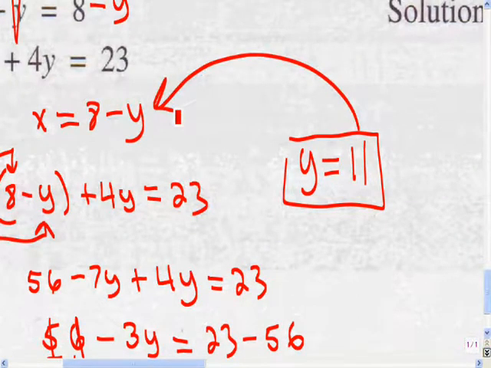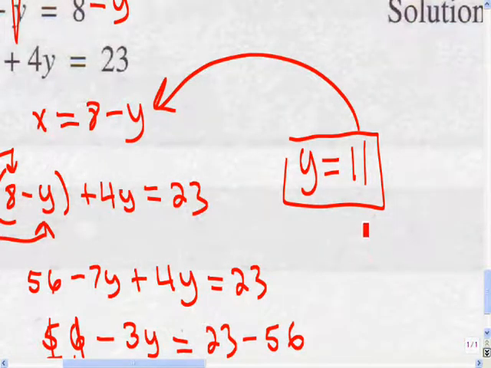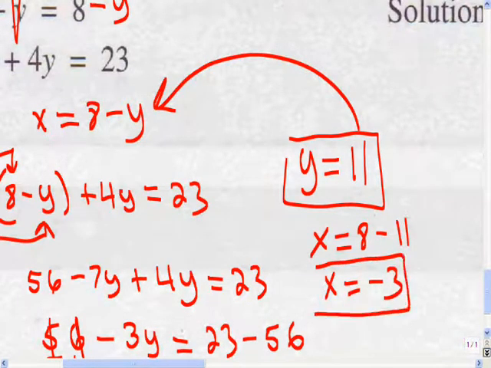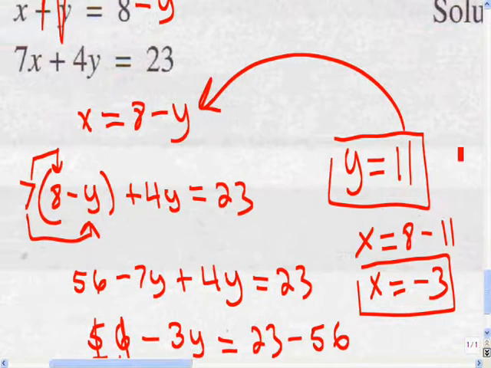x equals 8 minus 11. I'm going to subtract these because the signs are different, and since the bigger number has the negative sign, the answer is going to be negative. 8 minus 11 equals a negative 3. So x equals negative 3, and y equals 11. Okay?